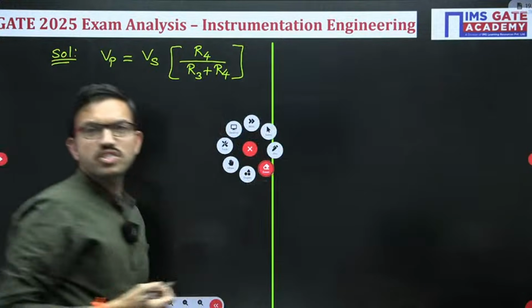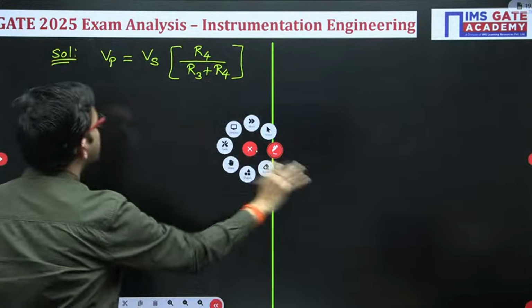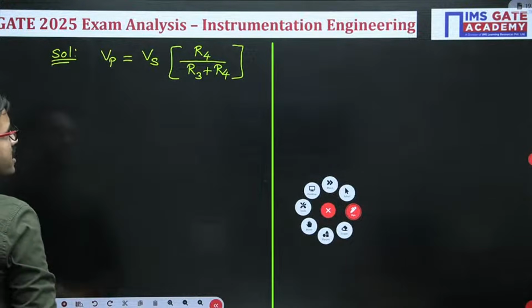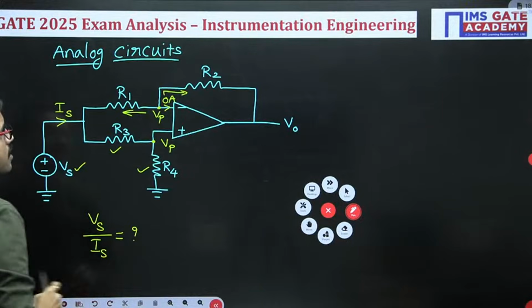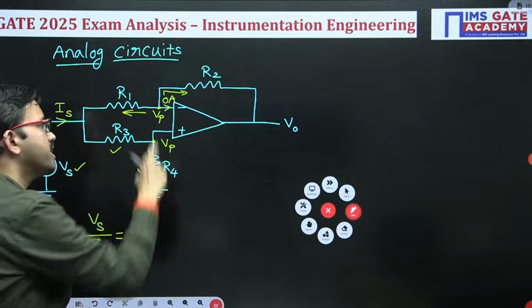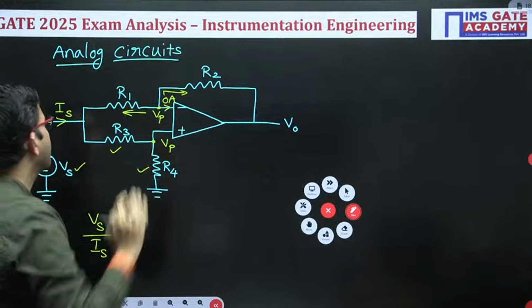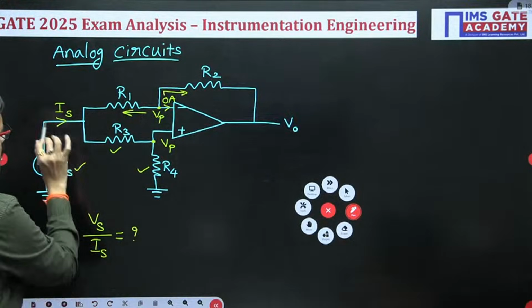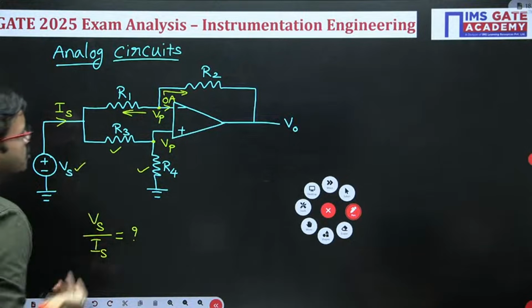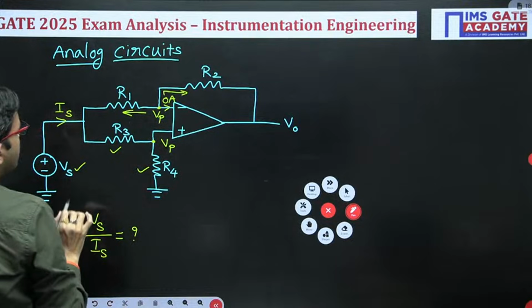Yeah, thank you, Bindushree, for updating. So here we got Vp equal to Vs into R4 divided by R3 plus R4. So this node voltage, both are same, because here it is an ideal op amp. So these two are virtually shorted. Fine. Now here in this case, Is value we are supposed to calculate.